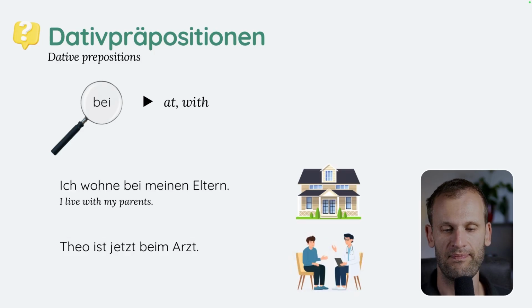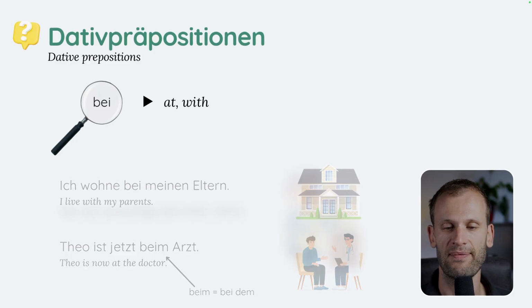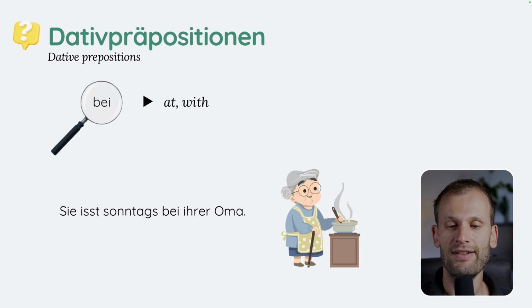That's a great tip. Theo ist jetzt beim Arzt. Theo is now at the doctor or at the doctors. Again, we have a short form. We have beim, which is short for bei plus dem. Great. Sie ist sonntags bei ihrer Oma. This is feminine, and feminine dative always gets the R, the article words, like here, ihrer Oma.